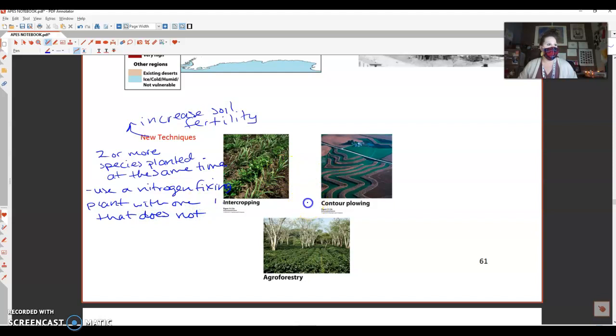All right, our second one is contour plowing. So if you look at the picture, you can see that the ground has been plowed in kind of a weird pattern. And the reason we do this is to prevent erosion. So if you have land that is sloped like this, okay, you don't want to plant rows that are straight across.